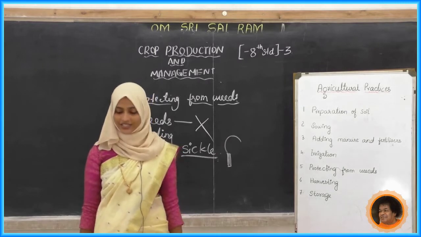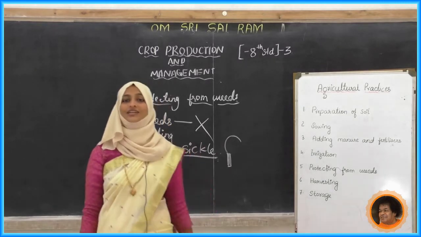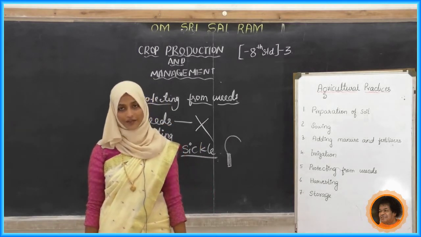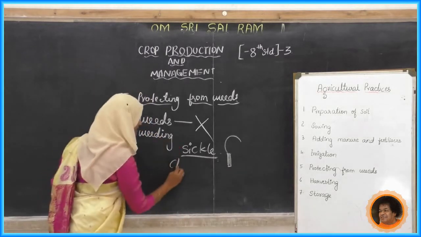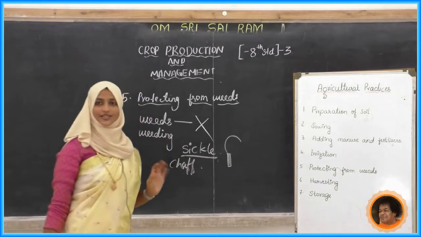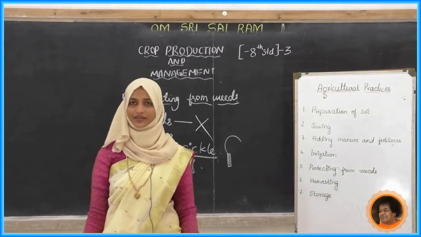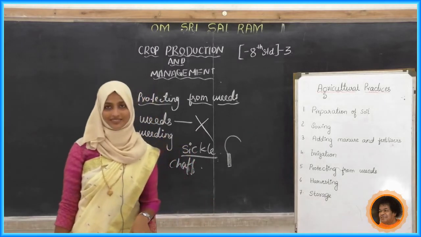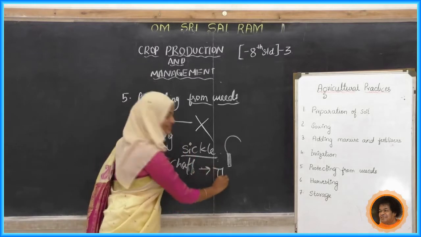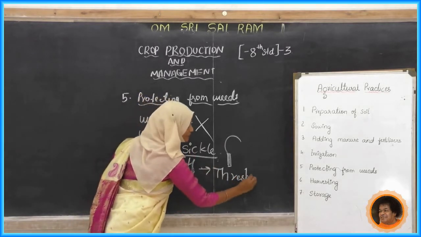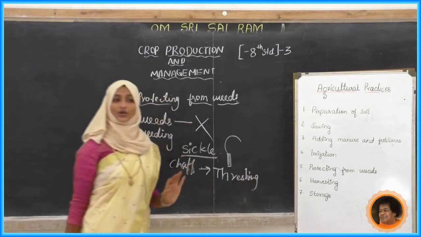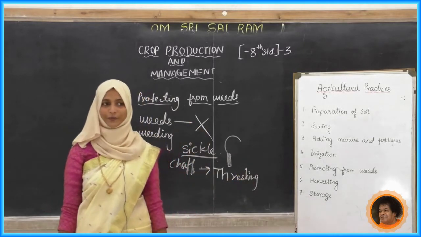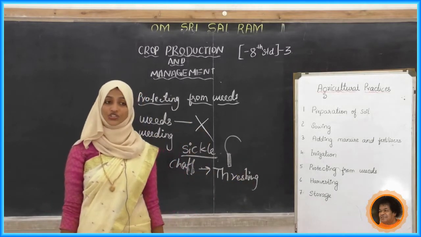Next, after this, the grain seeds need to be separated from the chaff. See here, chaff, that is a husk. Husk means the bark, sippe anta helbodu. This process is called threshing. What is that? Threshing. Threshing means they separate the seeds and the chaff.